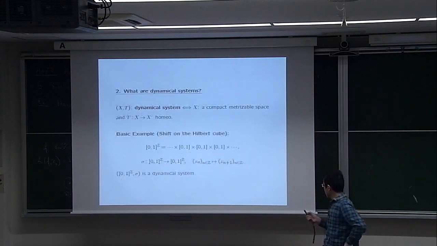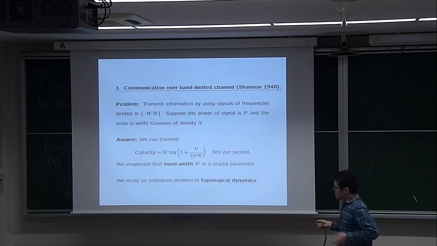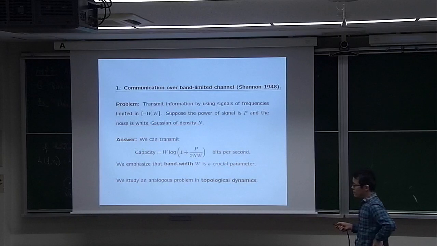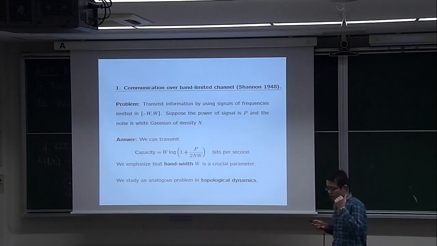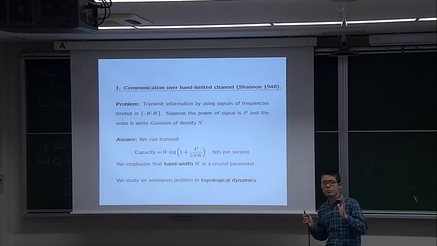And the answer is the following. Shannon found that the answer is given by the quantity called capacity. And in this case, capacity is given by this beautiful formula. Okay, so this is just a motivation section. So if you don't know information theory well, please don't worry. This is just a motivation.